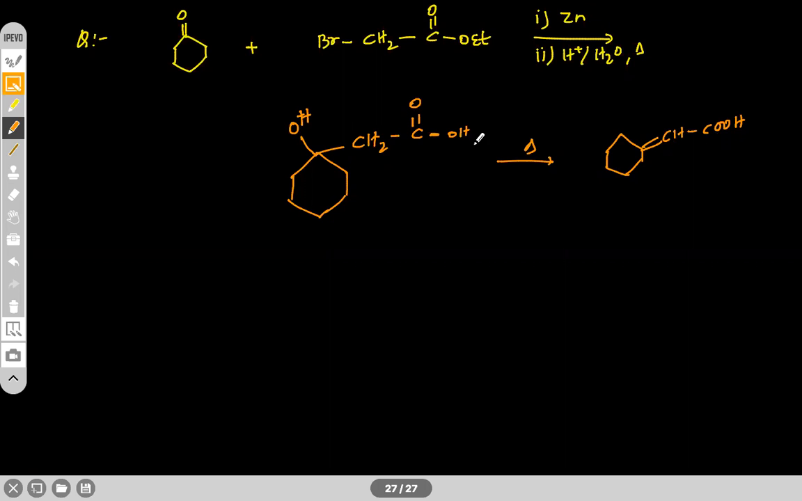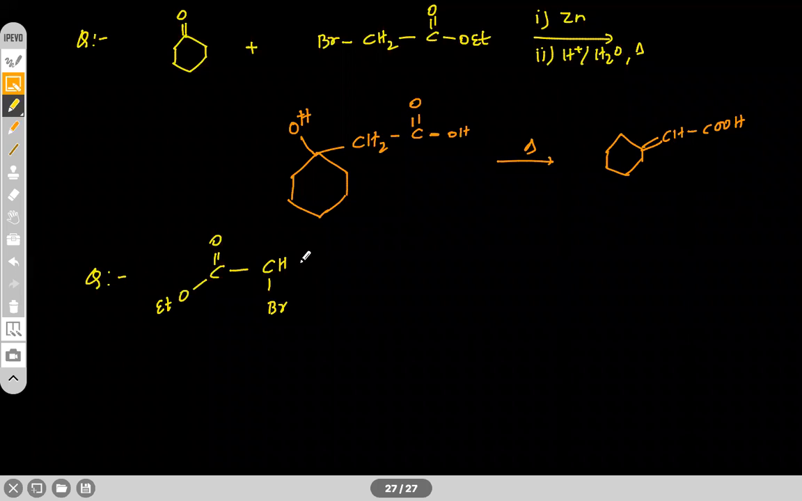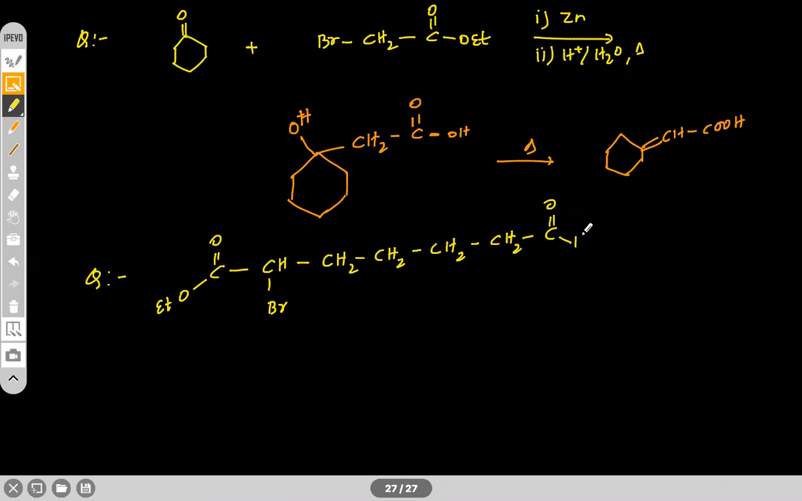Okay, sir. Okay. In this reaction, intramolecular also possible. Like you see this one, C double bond O, OEt, with CHBr present here on this carbon, then CH2, CH2, C double bond O, H with zinc, H plus H2O, and we are heating it. Tell me the product here.